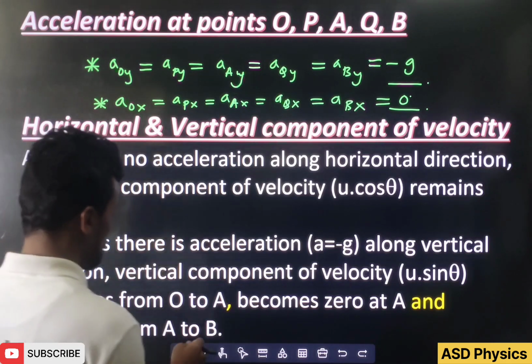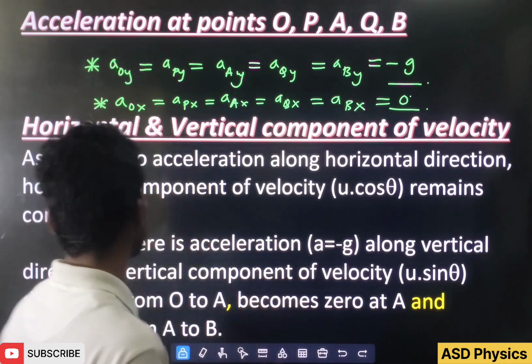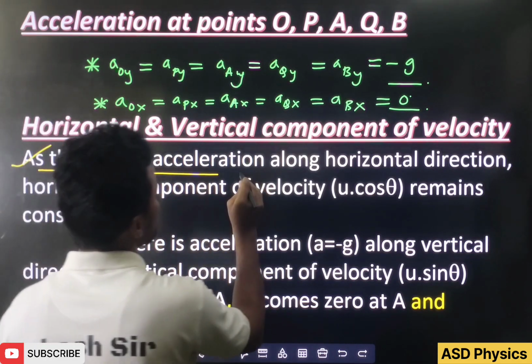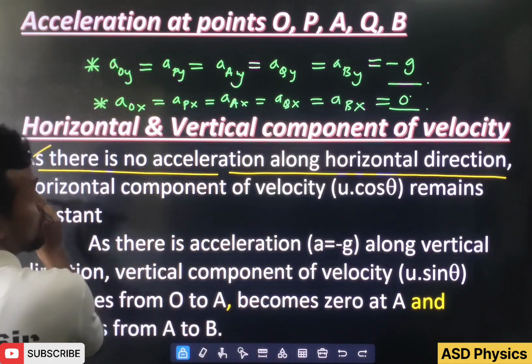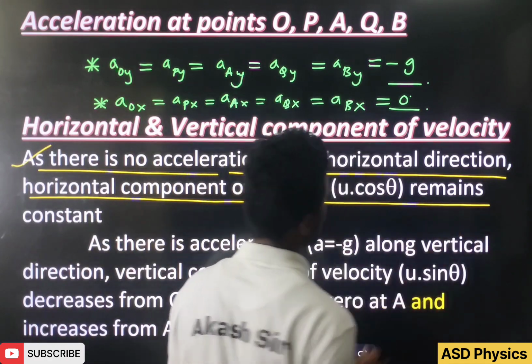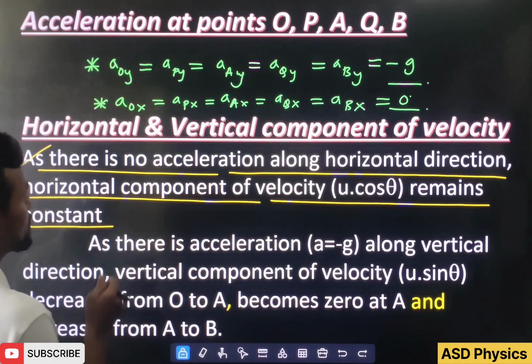Now, students, after that, we are going to see the horizontal and vertical components of the velocity, whatever I have told you, that we have written here. See, as there is no acceleration along the horizontal direction, the horizontal component of the velocity, that means u cos theta, remains constant, as I have told you very well, because ax is 0.